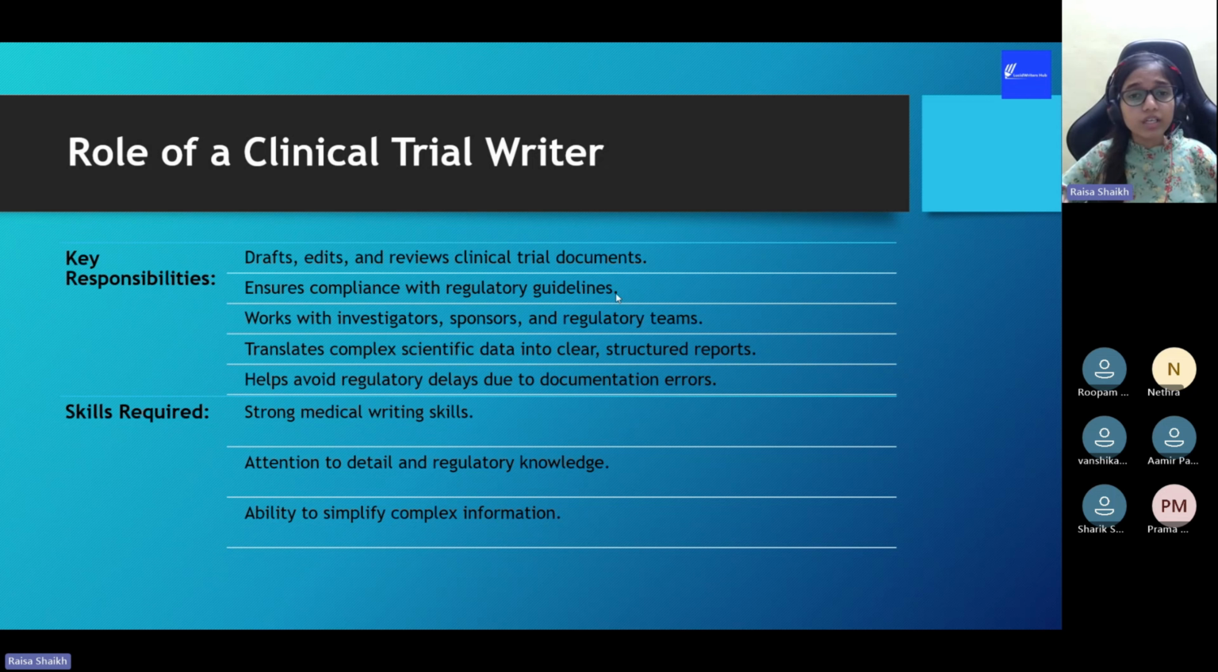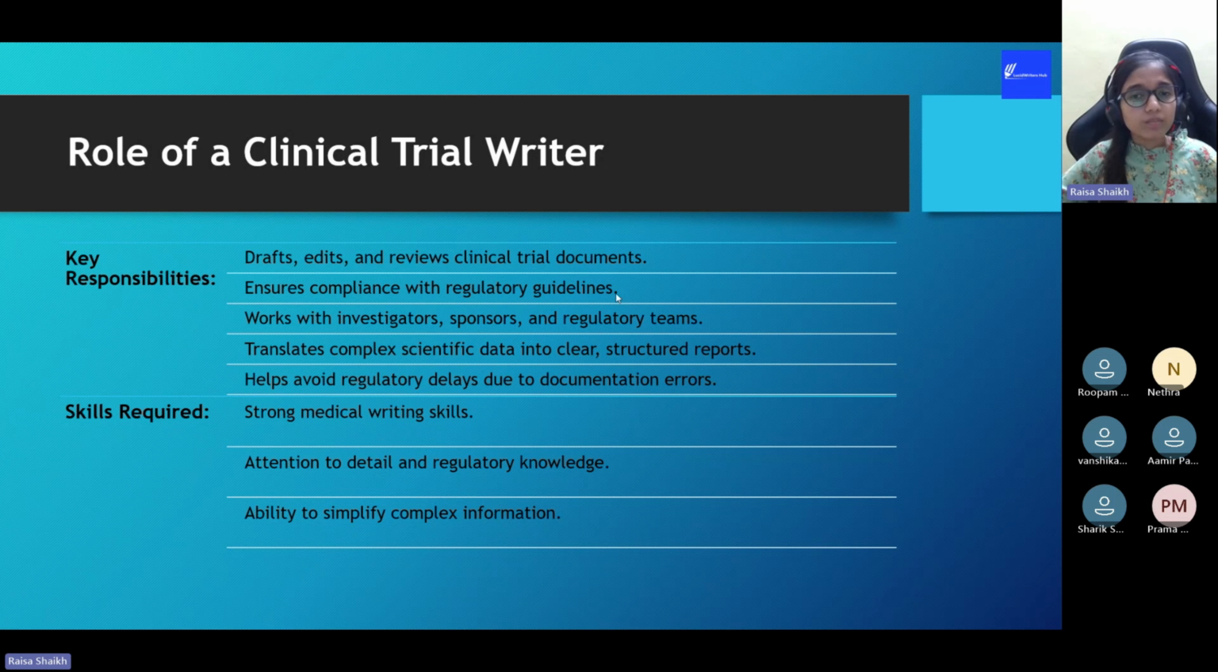A lot of writers have this habit of using the previous protocol or previous study report as a template, which is not correct. You should always create your own template and use it, because you may miss out a word or two. Suppose the previous study was a double blind study and the current study is an open label study. The previous study was a two arm study, and the current study is a single arm study.